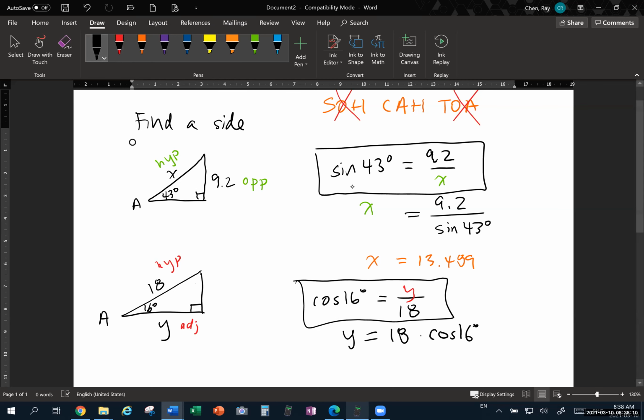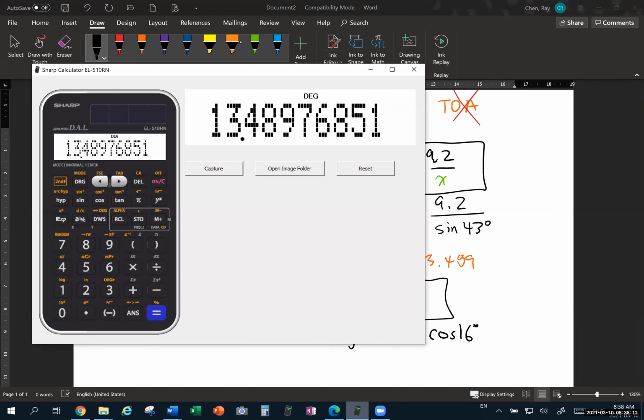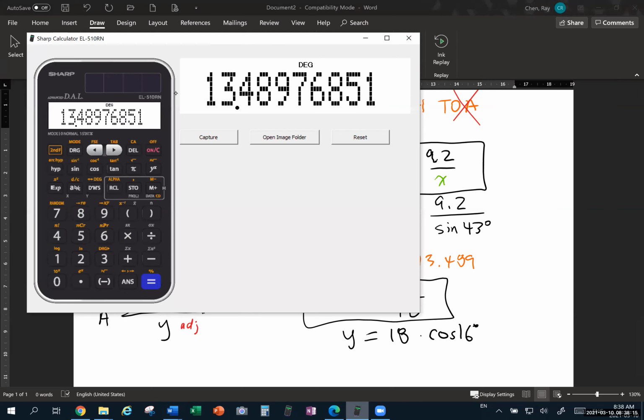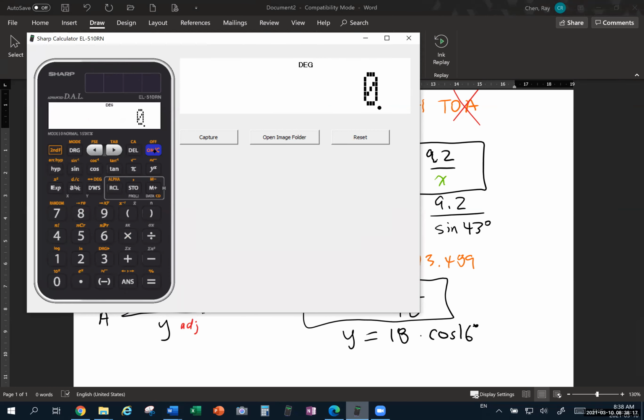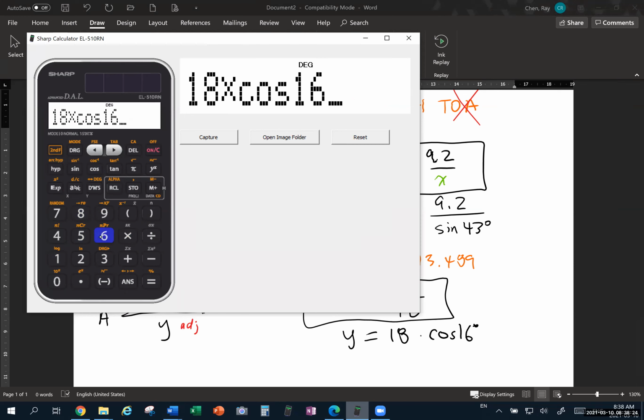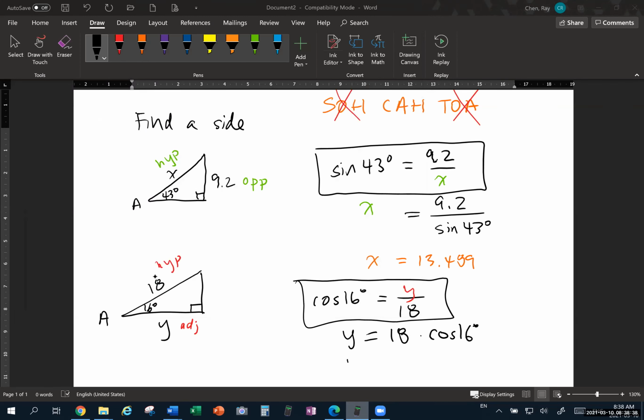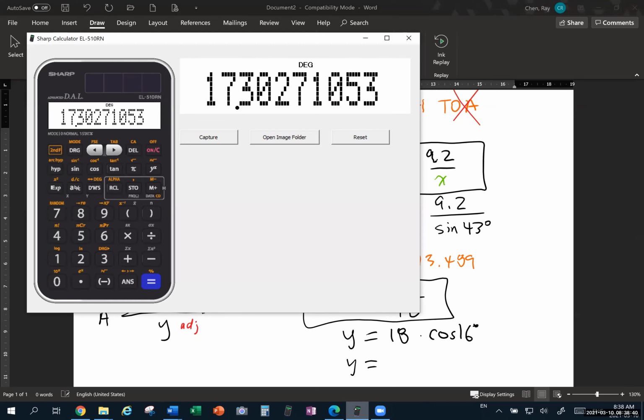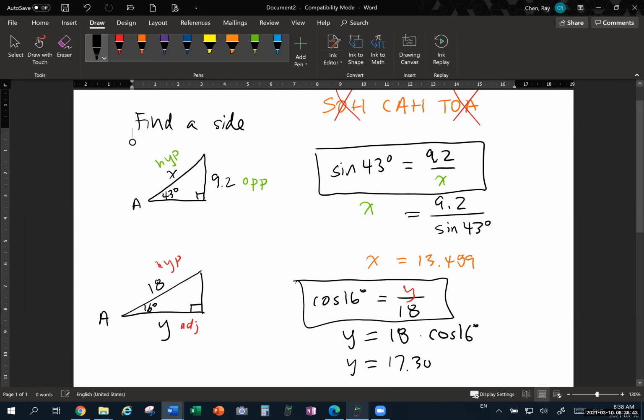So taking out our calculator, and again, hopefully everyone can see this on their screen because I'm trying to share it. Let's clear this. We have 18 times the cosine of 16 degrees. A good question is, do we have to put the 16 in brackets? It's good form, but the calculator actually understands to do the trigonometry of that 16 degrees. And again, cosine of 16 degrees, it is a ratio. I don't know what it is, but y is going to be equal to 17.302 units.